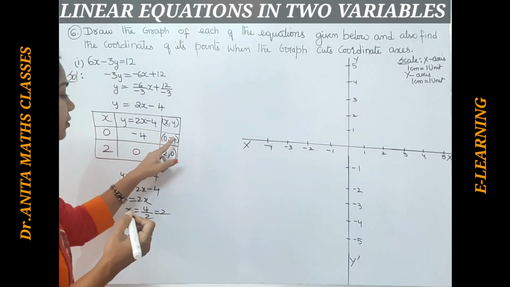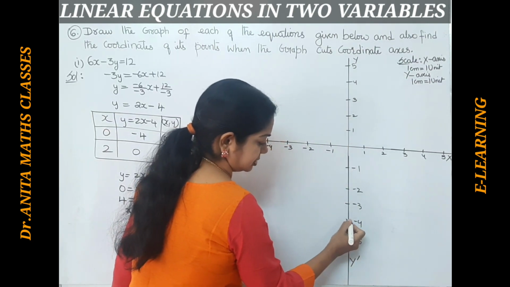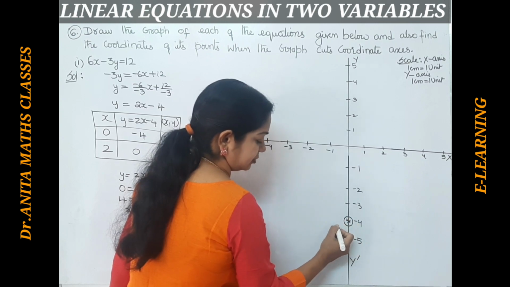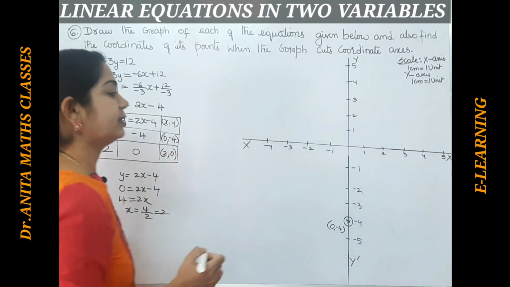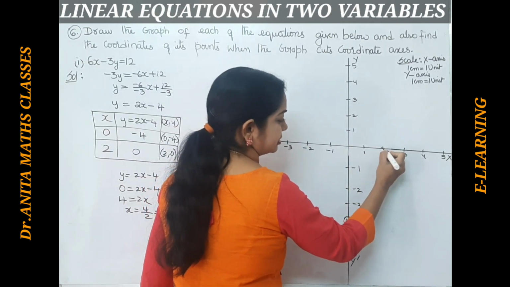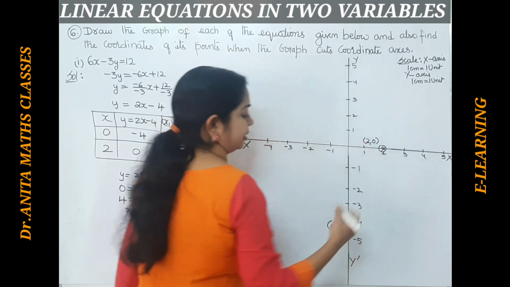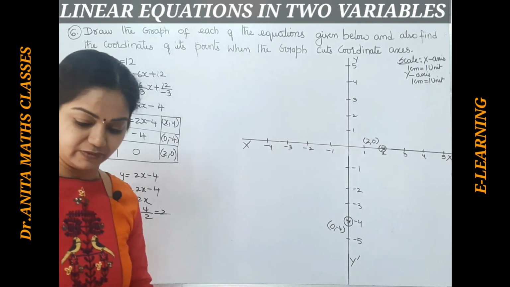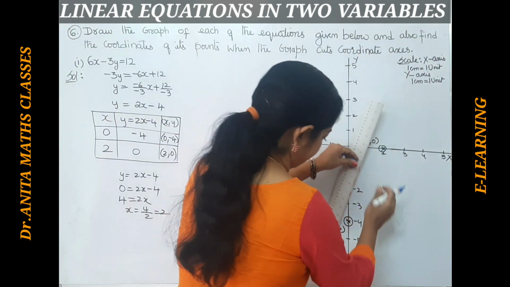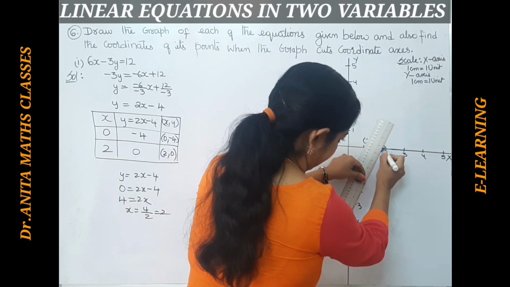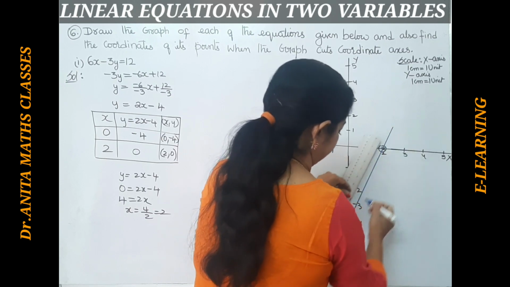Now here 0 comma minus 4: 0 here and minus 4 on the y. So this is the point, 0 comma minus 4. Now 2 comma 0 here, that means this is the point. Here 2 comma 0 is the point. Now let's join these 2 points so that we will get the graph. So our graph is done here. Join it with the help of a scale, because it is a linear equation. We will get a straight line.